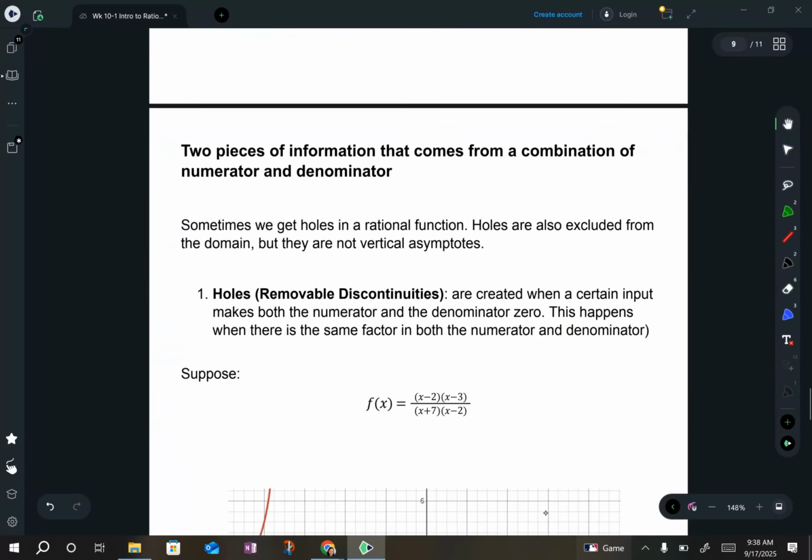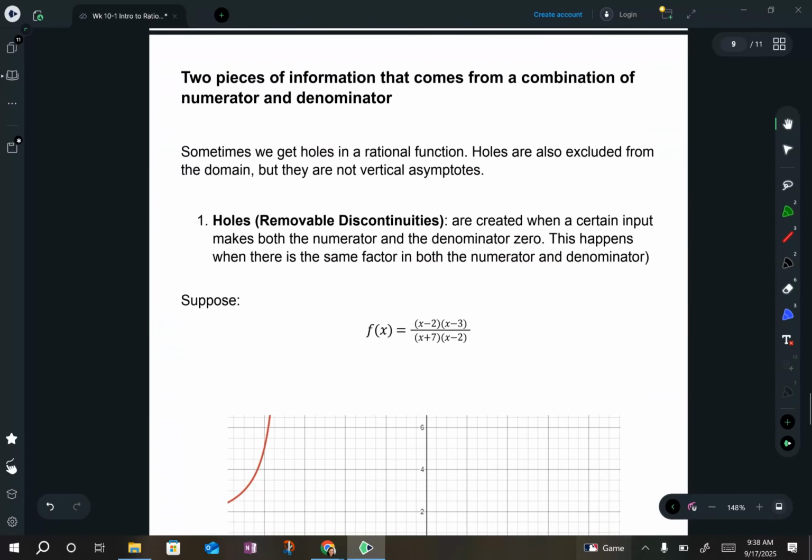All right, so let's talk about a little bit more information that we need to find out about rational functions. There's some information that we get from a combination of both the numerator and the denominator. So the first characteristic we're going to talk about is a hole in a rational function. These are also called removable discontinuities.